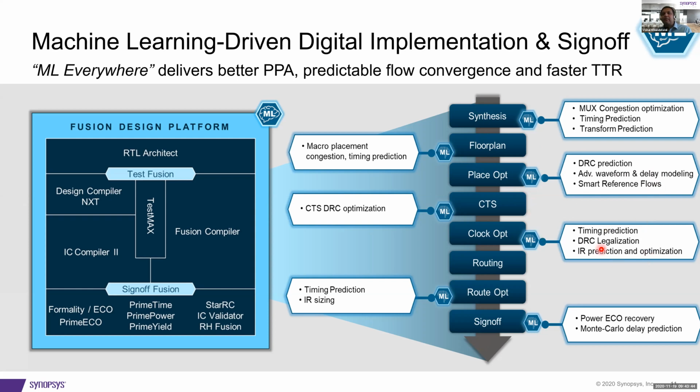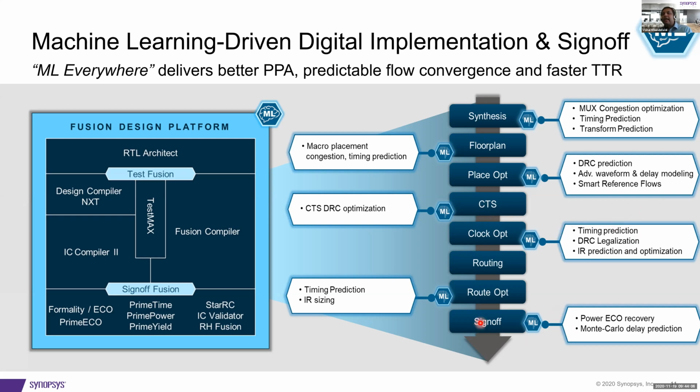IR prediction and optimization, the general problem of timing prediction. This, I believe, is a huge opportunity. Pick any box on this flowchart and you can define a very meaningful timing prediction problem. And if you can get it right, there is PPA there. So we've focused quite a bit on the timing prediction part.